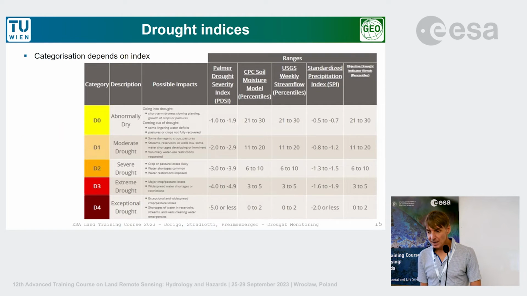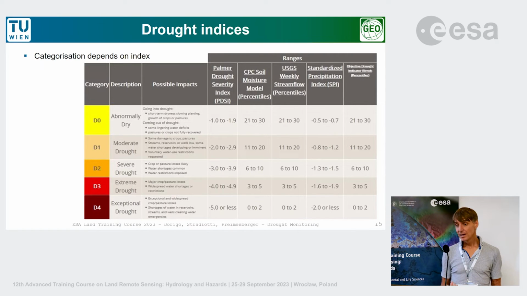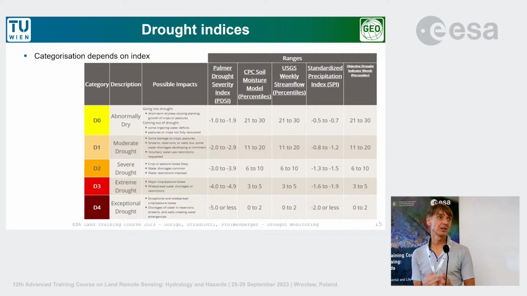I skipped to this slide, but what I can mention is that there are a myriad of drought indices around, and it's not always easy to choose one. You also need to be careful how you interpret one, because the ranges are different. Some of them use Z-scores, but others use percentiles, like you see in the second column, CPC soil moisture model percentiles.